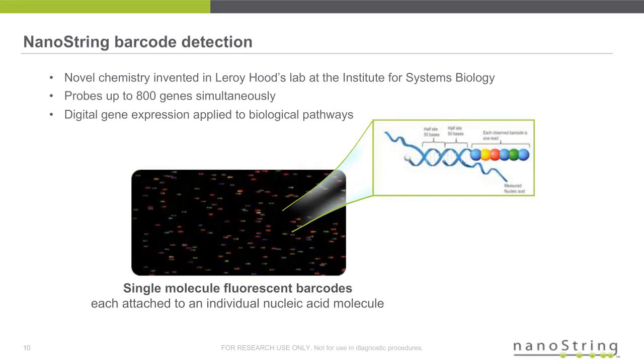So we image those barcodes on the system as shown here. You can see different barcodes showing up with different series of colors. Each series of colors represents an individual molecule that we're counting.